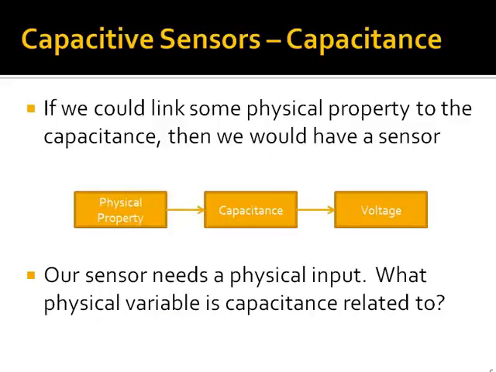So here's a summary of how capacitive sensors work. We have some physical property that changes the capacitance of a capacitor, and we measure the voltage across the two plates in order to determine the capacitance and then back out the value of the physical property. So what kinds of physical properties are related to capacitance of a capacitor?